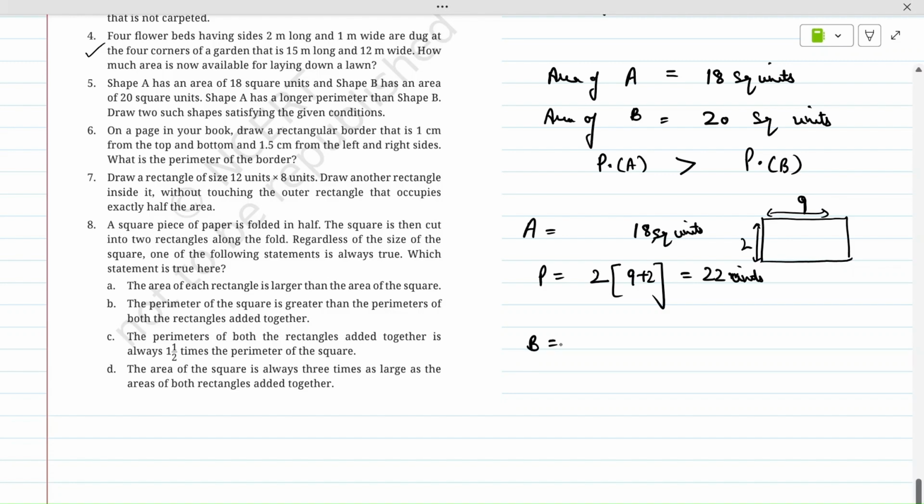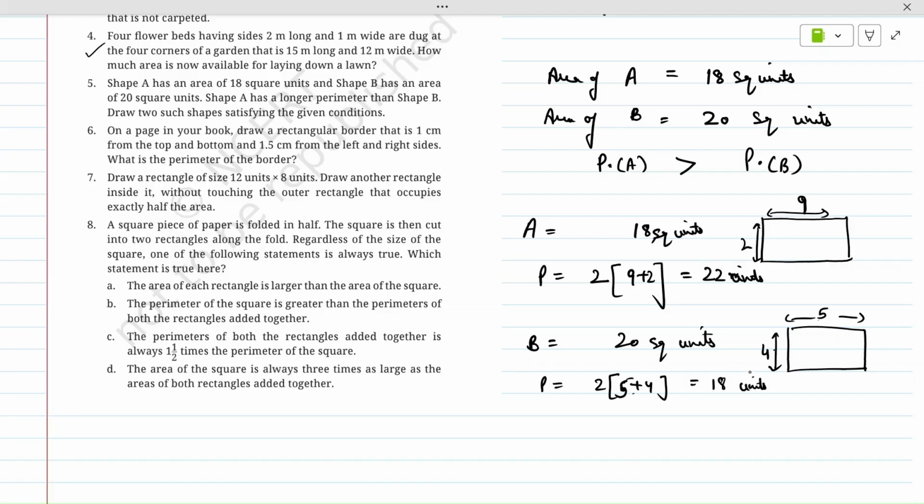Coming to B, for the shape B, we have 20, that is product of this and this should be 20, the length and the breadth. 5 into 4 will be 20. So if I take it as that, I will get the area as 20. Coming to the perimeter, it will be 5 plus 4, 9, that is 2. 5 plus 4 is 9 into 2 is 18 units.